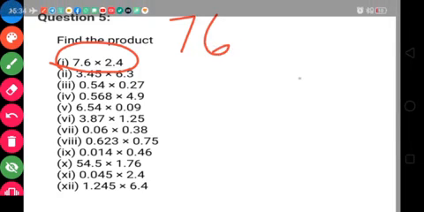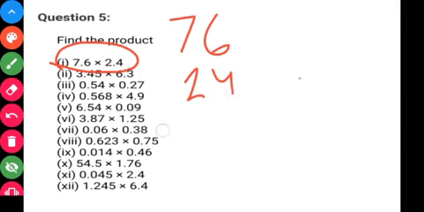Now question number 5 is given, product of decimals by decimals. You know, in the case of decimal by decimal, first you multiply like a whole number, then put the decimal places. Here it is given the product of 7.6 into 2.4. So we'll multiply 76 by 24 first, and then put the decimal places. How many places? 1, and here also 1. So let's do.